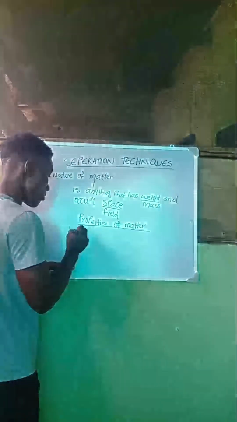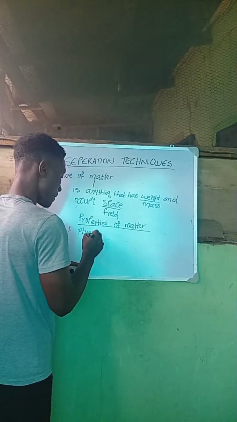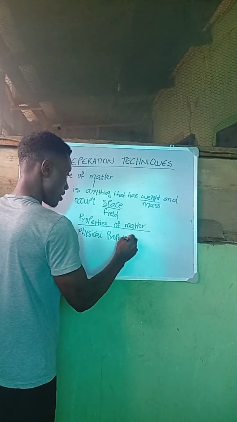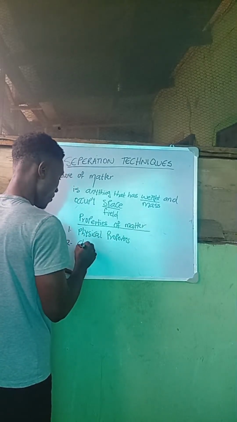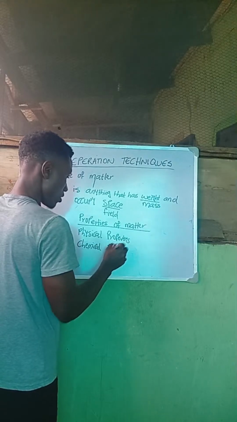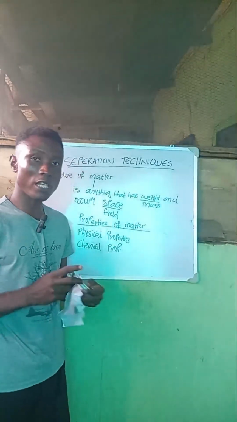Number one, we have the physical properties, and we also have the chemical properties. So we have the physical properties and we also have the chemical properties.